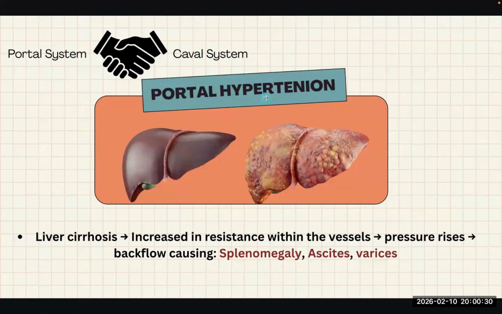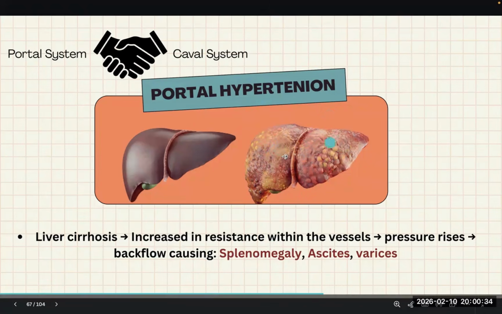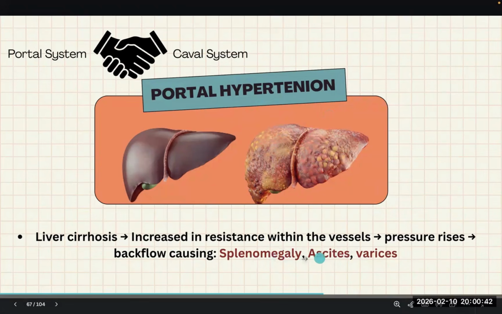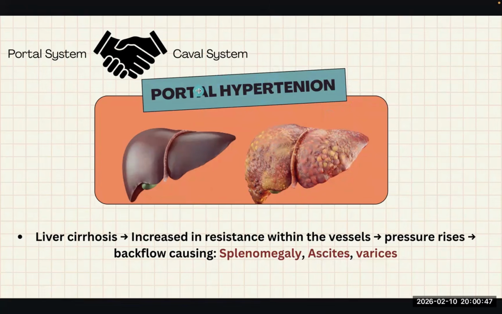Okay. So you'll see that the liver becomes fibrosed. Okay. And this increases the resistance within the vessels inside. So the pressure inside increases, and you'll see that there's backflow. So now these three are very important symptoms that you see with portal hypertension. What is portal? Again, it's within the liver. Hypertension. So, whoa, I spelled that wrong. Okay, I'll fix that later.